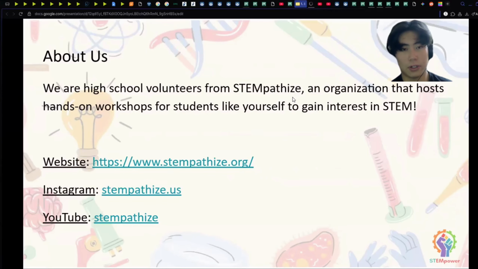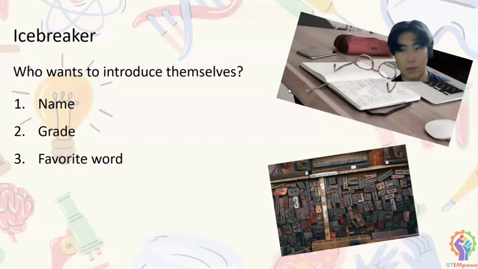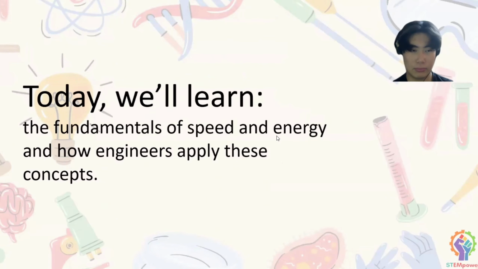So here's an icebreaker, or some information about me. My name is Kyle. I am a rising 12th grader, so a senior in high school. And my favorite word is bumbershoot, because it's a funny word and I like bumbershoot.